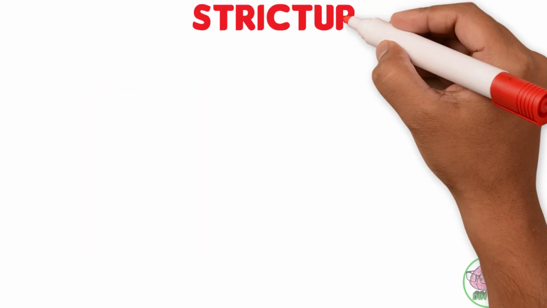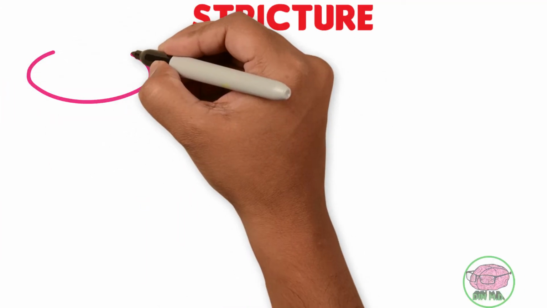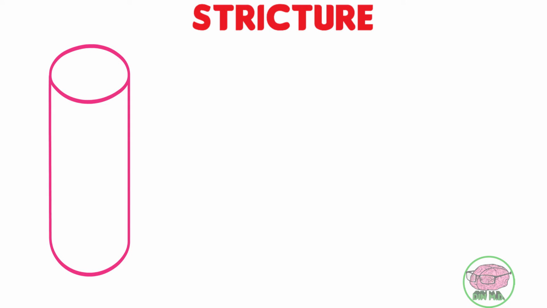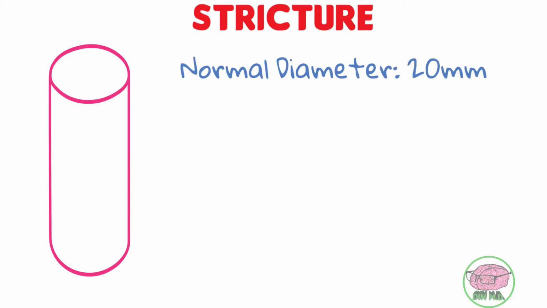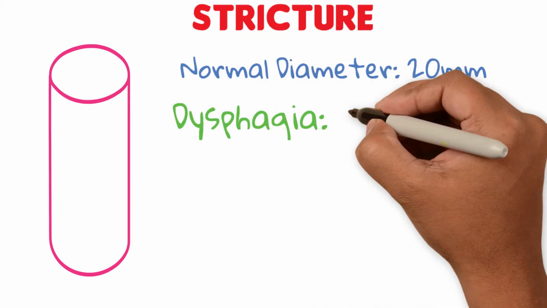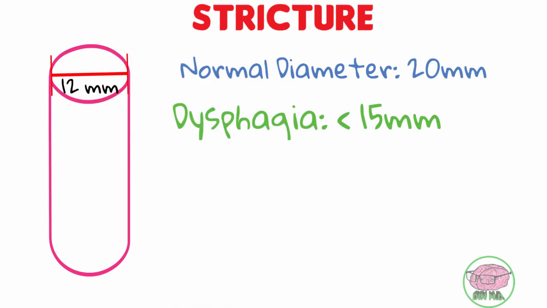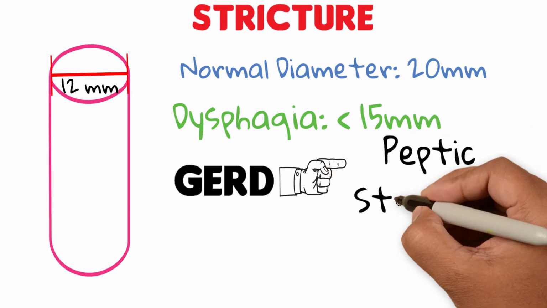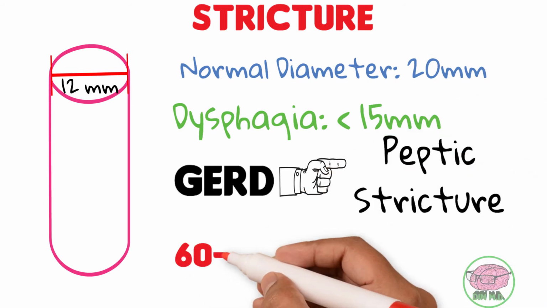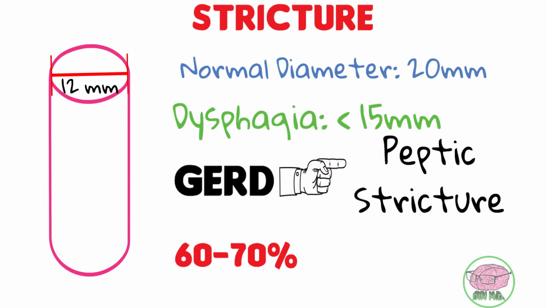A stricture is a loss of lumen area, meaning that the esophagus gets narrower. The normal diameter is 20 mm, and less than 15 mm can cause dysphagia. There are different causes, but the most common is due to acid reflux disease, and this is known as a peptic stricture, and it represents 60 to 70% of all strictures.